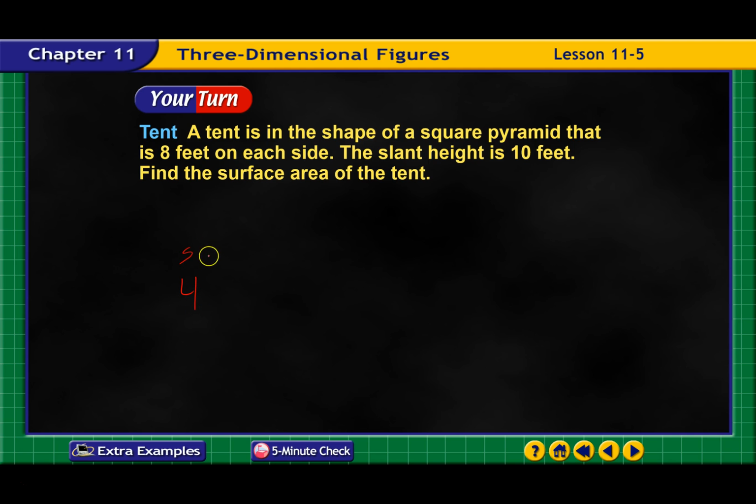So we're going to go sides times 1/2 base times height. 4 sides times 1/2. My base is 8. My height is 10. Multiply that all out. Should come out to 160 square feet. Double check me, make sure you do it.